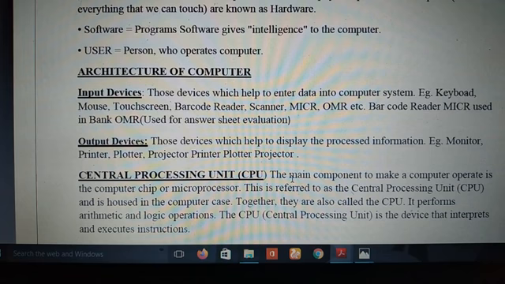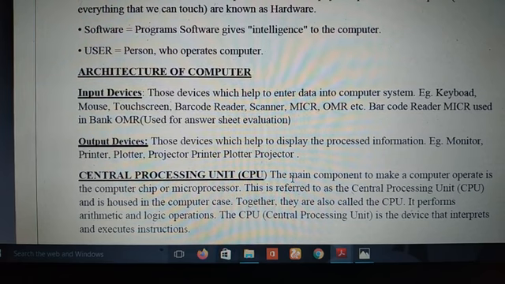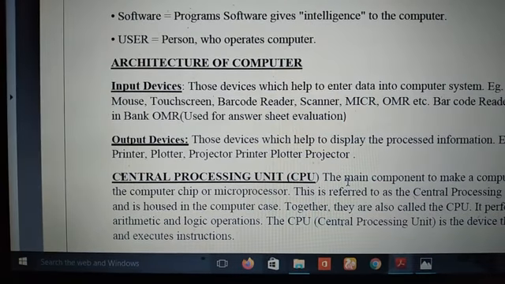Central processing unit is called the brain of the computer, which takes the input from the input device and processes it as per the demand of instructions, which is called a program. The output of the processing of data is directed to the output device. So if someone asks what the brain of the computer is, I think everyone of you is aware, the CPU is called the brain of the computer.